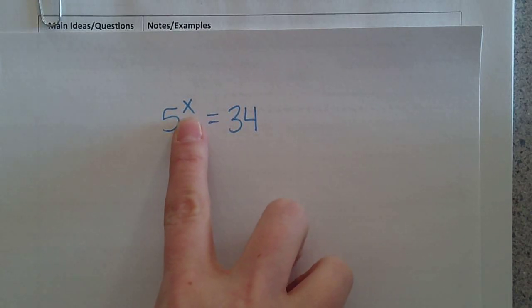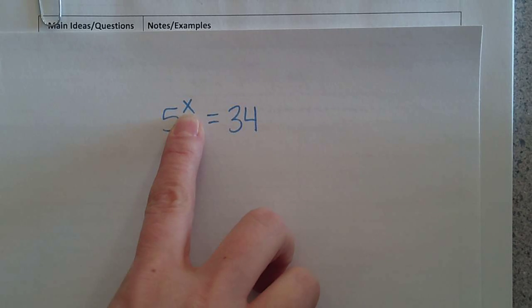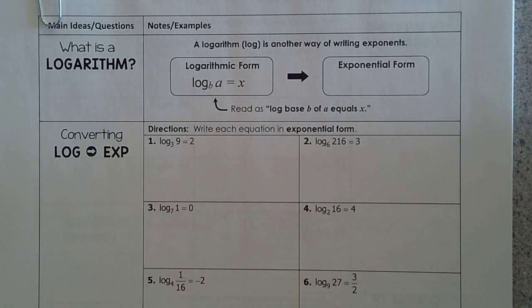But we need a way to solve this because there are things in the world that grow exponentially, and we might need to know what the exponent was that got us to that number. So we have something called logarithms that come into play when we need to do this. A logarithm is an inverse of an exponent. Okay, so it's kind of like when we're solving equations, if we have addition, we can use subtraction. If we have multiplication, we can use division. If we have exponents, we can use logarithms. And if we have logarithms, we can use exponents.